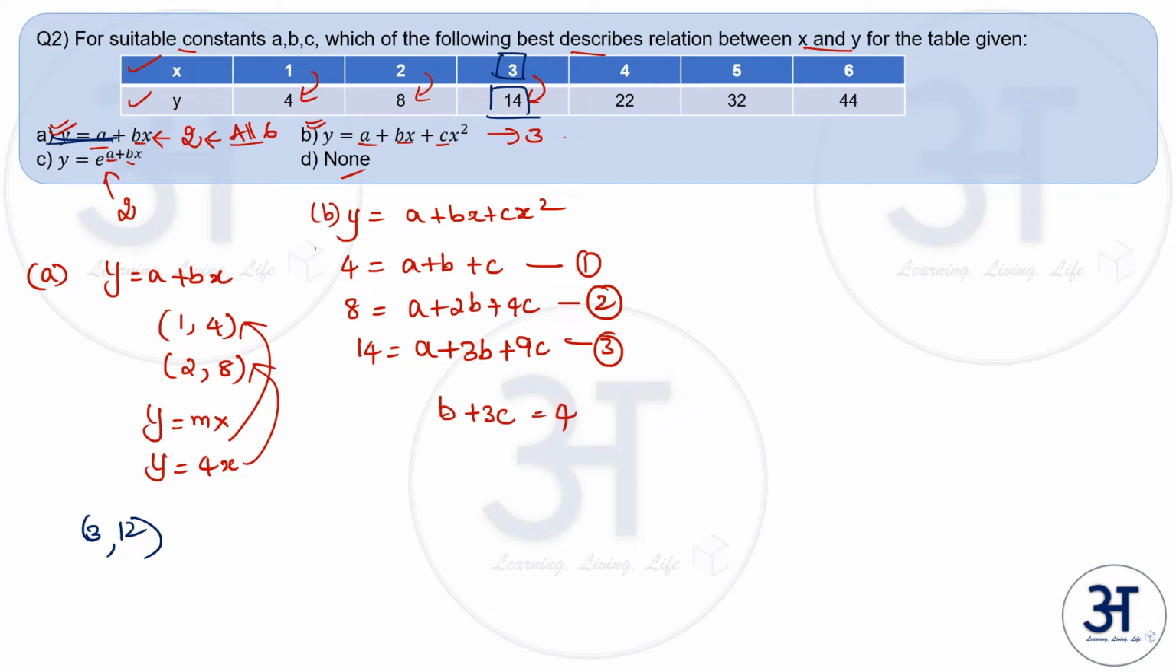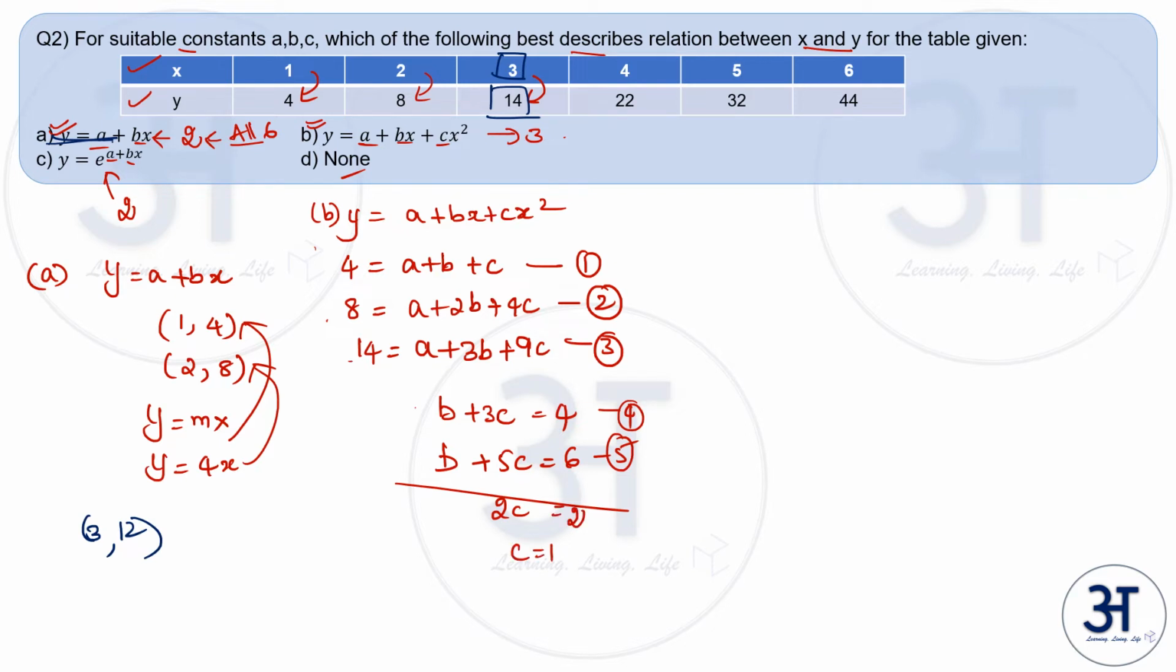Let me do 3 minus 2 so that I'll get b, and I can subtract. So b plus 5c is equal to 14 minus 8, that is 6. Say this is equation 4 and this is equation 5. So subtract 4 from 5, you'll get 2c equal to 2. Then you get c equal to 1.